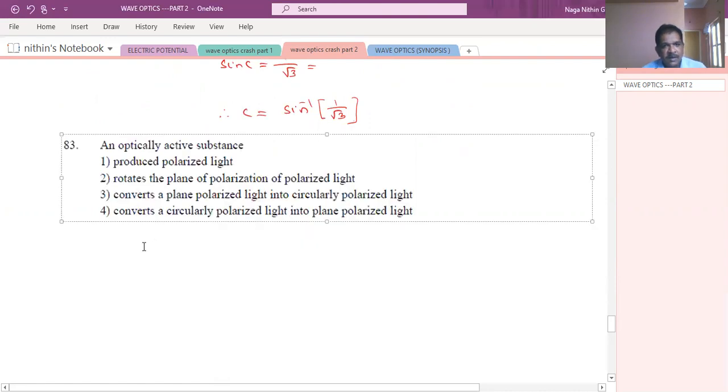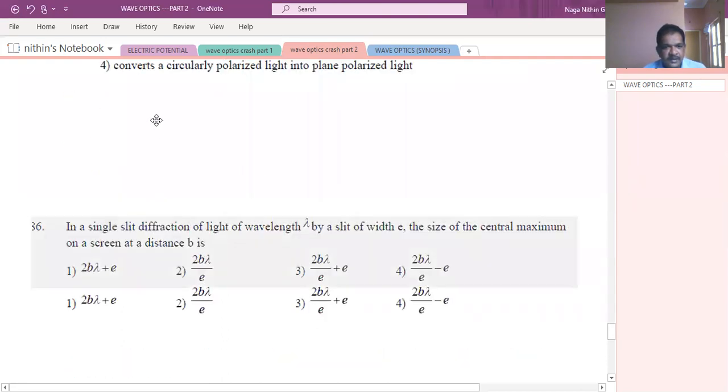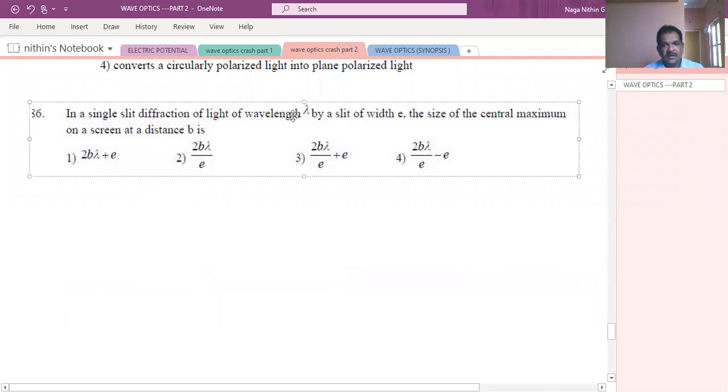Next, 83, what is that? Optically active solution, what will it do? Rotates the plane of polarization of polarized light. Theory bit. In a single slit diffraction of light of wavelength lambda, by a slit of width E, the size of the central maximum on the screen at a distance B, how much they are asking.